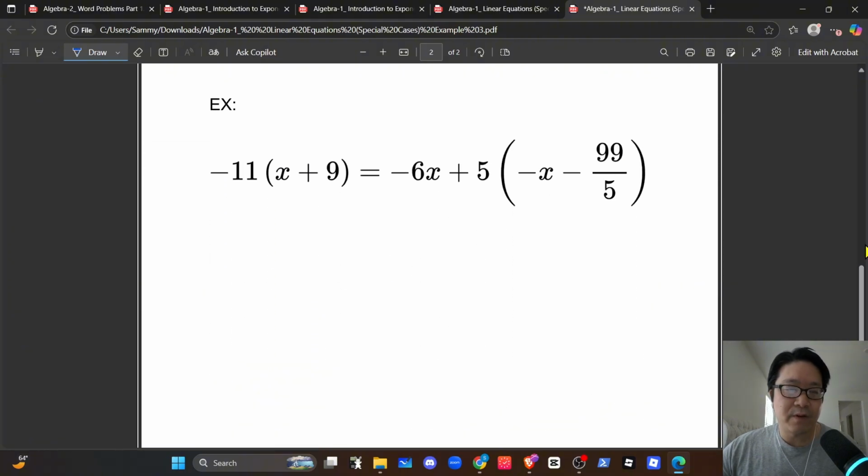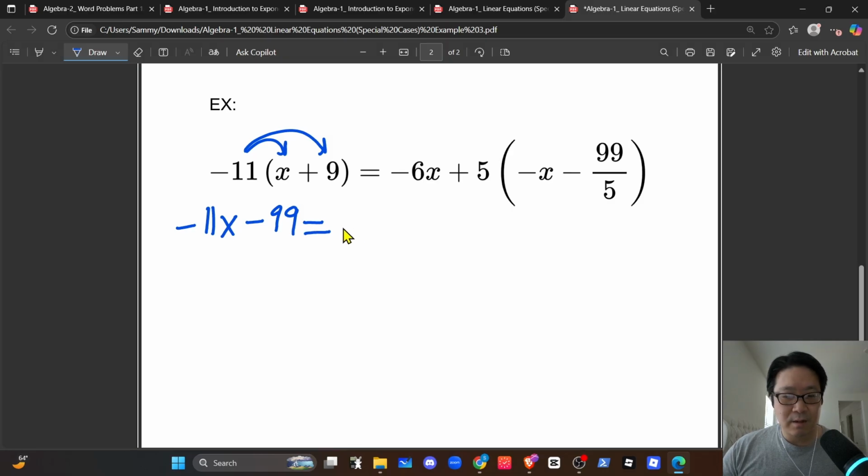Here we have -11 times the quantity of x plus 9 equals -6x plus 5 times the quantity of -x minus 99 over 5. Let's go ahead and start by distributing the -11 on the left side. When we do that, we get -11x minus 99. On the right side, we can do the same thing.